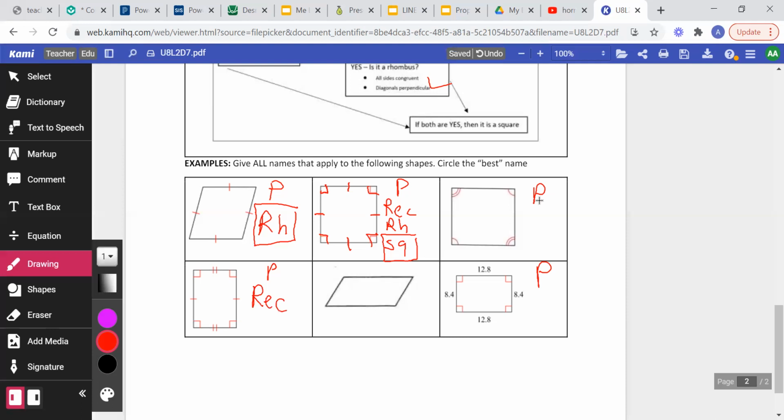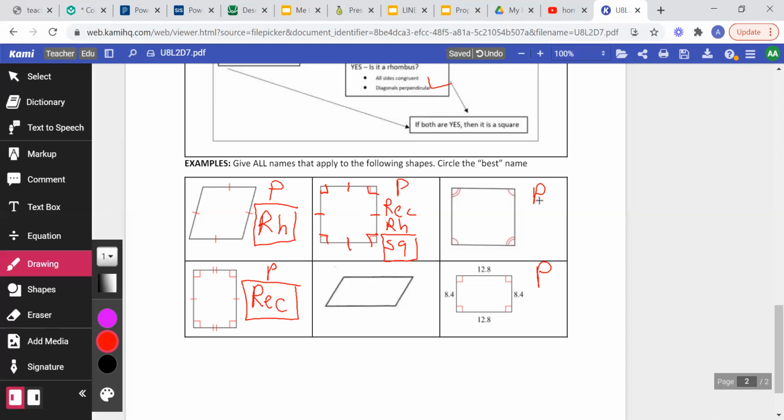Let's go with rhombus. In a rhombus, we said all the sides are congruent, but here we can only see that opposite sides are congruent. Upper is the same as lower, left is the same as right. So here, is this figure a rhombus? No. Okay, so rhombus is out of it. Since it's a rectangle but it cannot be a rhombus, then it cannot be a square. So the definition of a square goes off too. So here, the most specific name for this image is just a rectangle, okay?